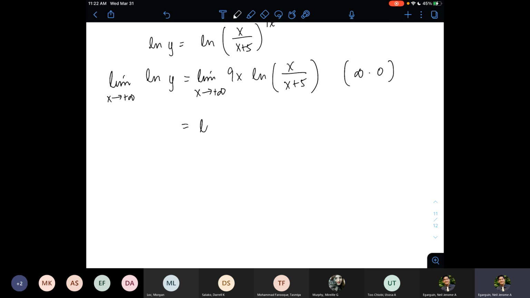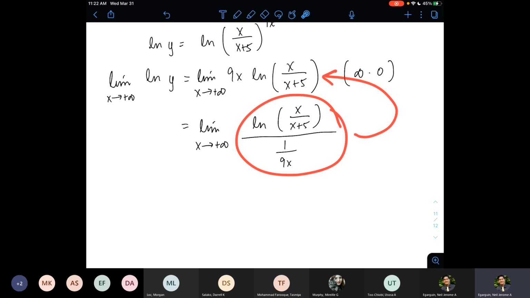So the trick here is to pick one of the two factors, either 9x or the natural log, and put its reciprocal in the denominator. My suggestion is you retain the more complicated function as your numerator, and use as denominator the reciprocal of the simpler function. So between these two, 9x seems simpler, right? So I'll put the reciprocal of 9x in the denominator. And note that if you simplify this, you'll get back to the original problem. So it's just rearranging the terms.